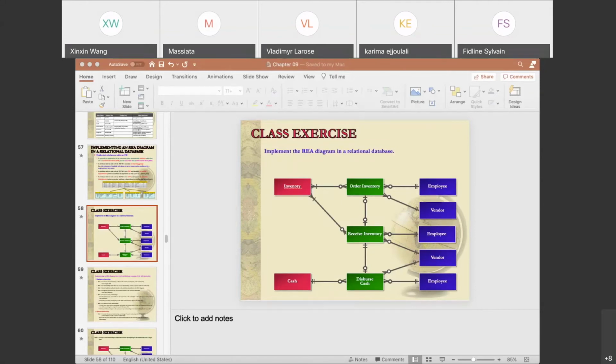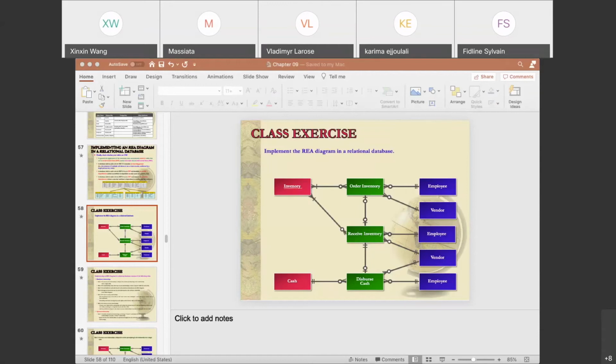Thank you. So how about the foreign keys? I think only a few of the tables have foreign keys. How about the foreign keys for different tables? You mean like for the customer? No, for the order inventory, order ID. Order inventory, right? For the order inventory table, the foreign keys are actually employee ID and vendor ID.